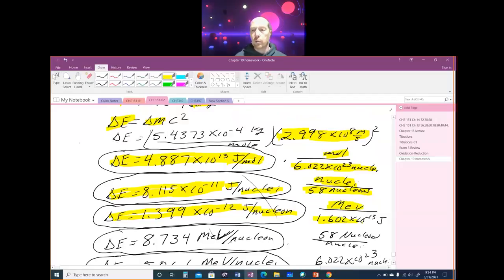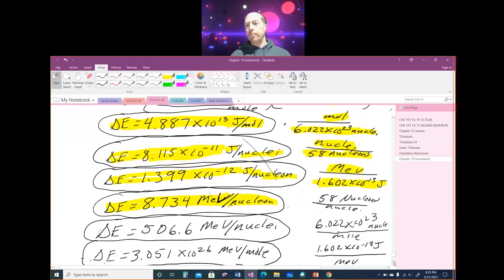And so this conversion will be given. There is 1.602 times 10 to the minus 13 joules per mega electron volt. All right, and so when you get your joules to cancel your joules, you get MeV per nucleon. And that is the usual answer when you get a binding energy problem. All right, and that for this answer is your 8.734 mega electron volts per nucleon. Again, that's the usual answer, the units that they want when you're doing a binding energy.